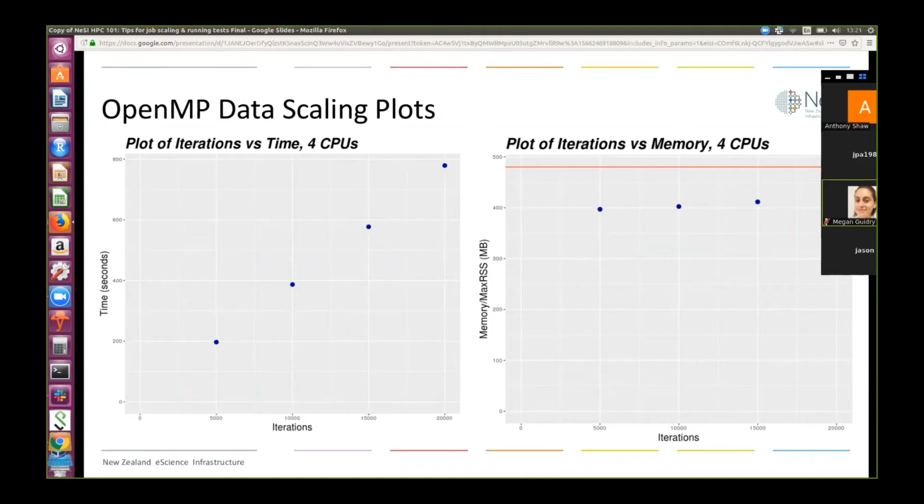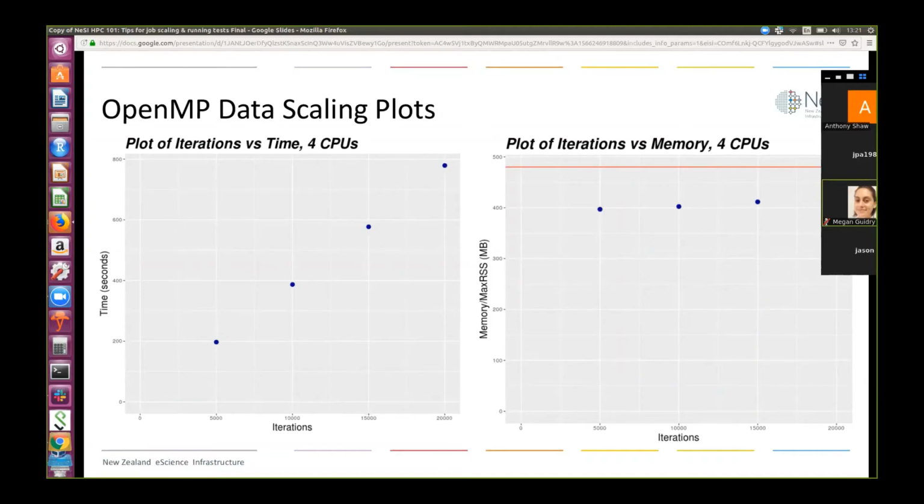Given how close it is to just being every 5,000 iterations increased by 200 seconds, you could just use that and say that if we increased it up to 60,000, it would be okay to just say it's going to take about 12 times longer.